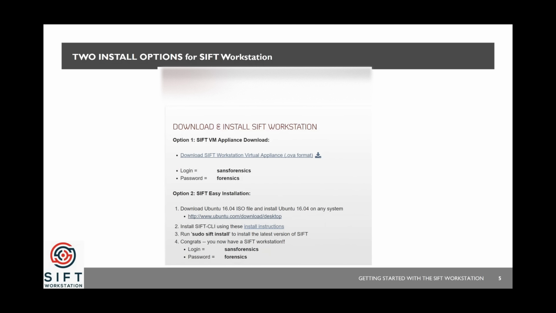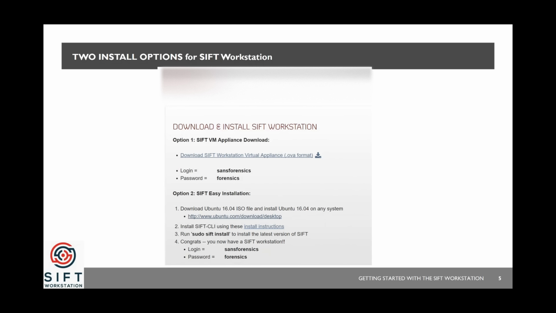Now, for those of you who are looking at trying to install the SIFT Workstation on a standalone desktop system or your own platforms, you don't have to dedicate a VM for this. You could actually dedicate your own desktop or laptop to be a SIFT workstation. So the first thing you basically need to do is download and install Ubuntu 16.04 on any system, and that could be anywhere. And then if you follow the steps here, you basically download the SIFT command line interface, the CLI, using the install instructions found on the link that I mentioned earlier.